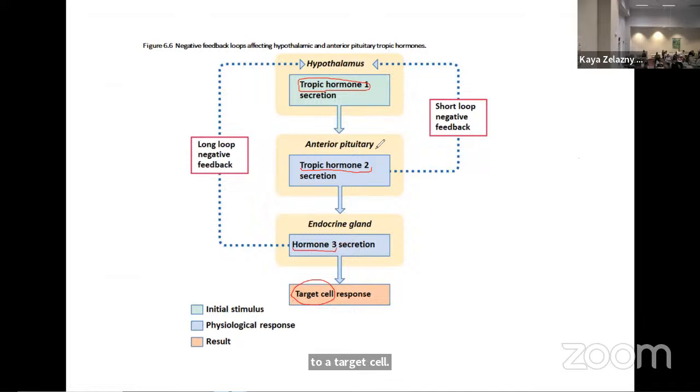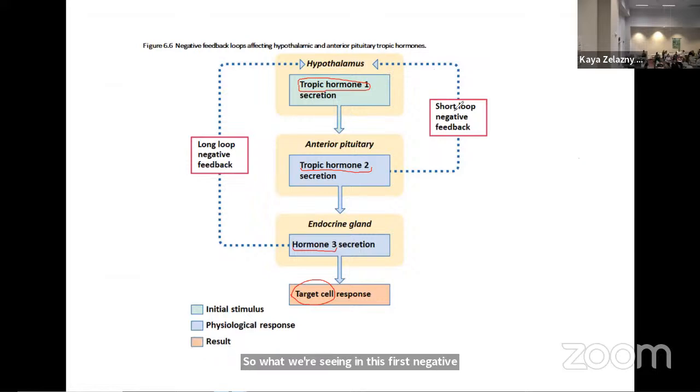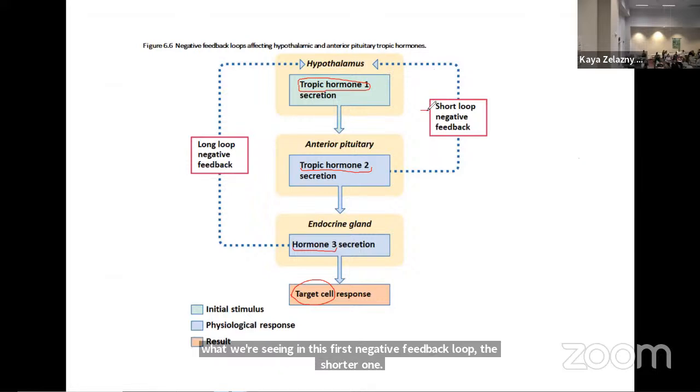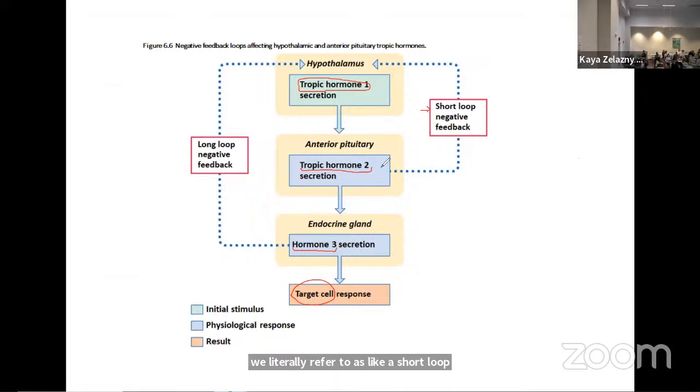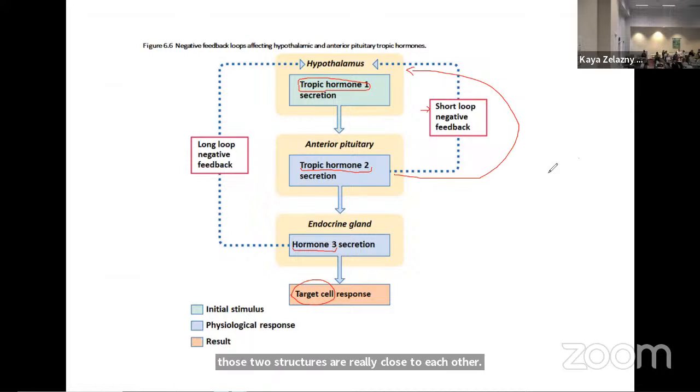We can see on this map that we also have some negative feedback loops. What we're seeing in this first negative feedback loop, the shorter one, we literally refer to as short loop negative feedback. That's when the presence of this hormone coming from the anterior pituitary is looping right back to the hypothalamus and turning off that signal. It doesn't have very far to go. Those two structures are really close to each other, both on this map and in physical space. So that's why we call this short loop.